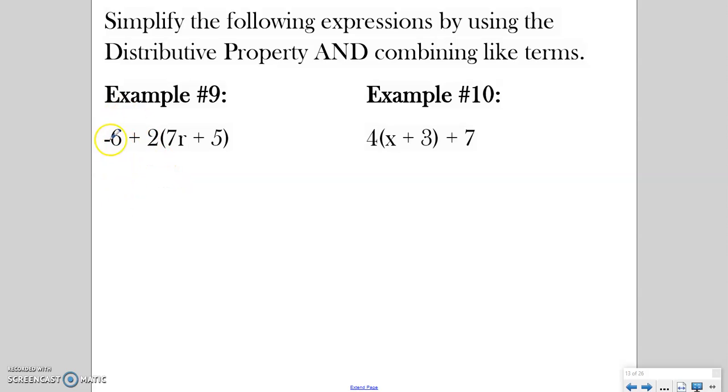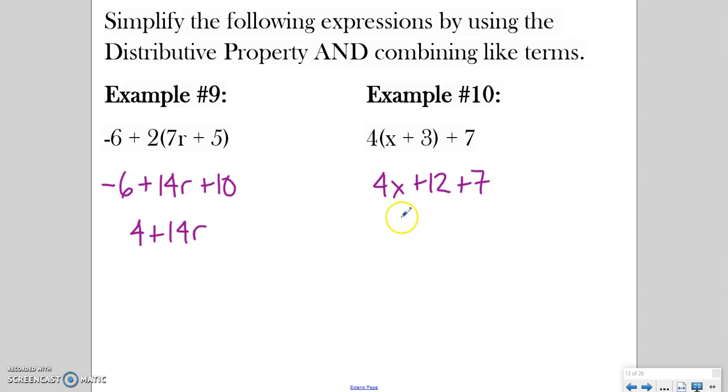So the next one, negative 6, has nothing to do with this. Now we can start to do the distributive property. So this would be 14r, and this would be 10. We can combine these two. That will give us 4, and then plus 14r. Next one, this would be 4x, plus 12, plus 7. Combine these two, the 12 and the 7, bring down the 4x, you get 19.